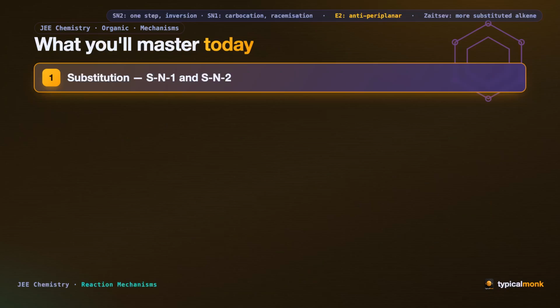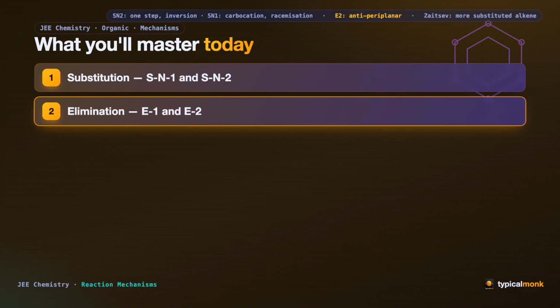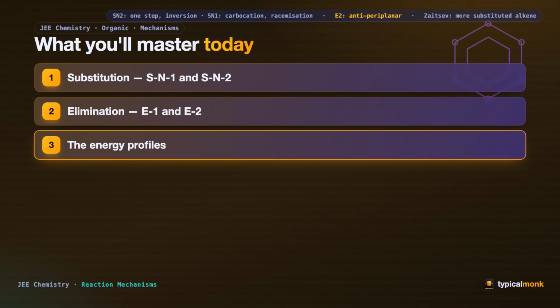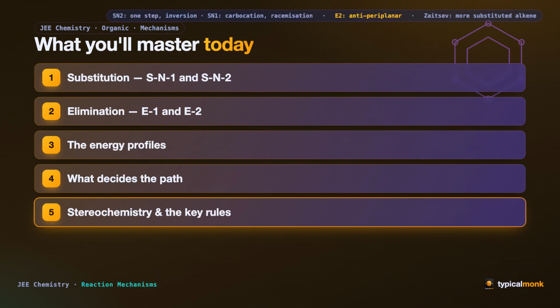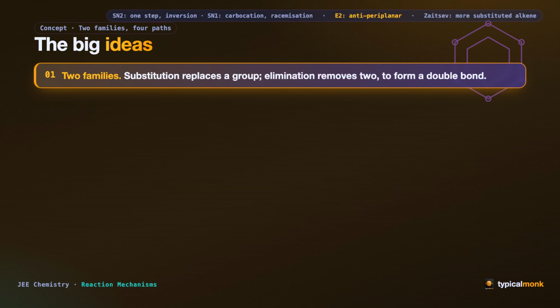Here is what you will master today. First, substitution, SN1 and SN2. Second, elimination, E1 and E2. Third, the energy profiles. Fourth, what decides the path. And fifth, the stereochemistry and the key rules. One idea at a time. Let us set the foundation.